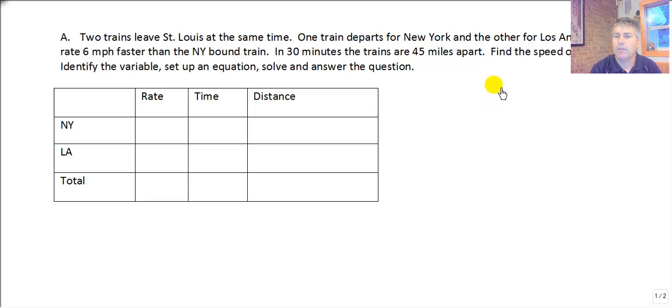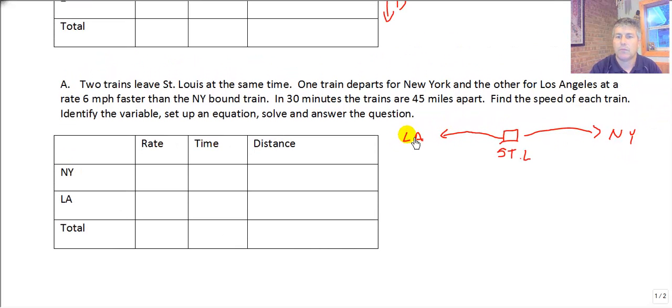And they're both leaving from St. Louis. So here's another example of where a diagram will help you. So if we're in St. Louis and one is going to New York, you do need some prior knowledge here. You got to know where New York is. And the other one is going to LA. So we got one going from St. Louis to New York, one going from St. Louis to LA. In 30 minutes, the trains are 45 miles apart.